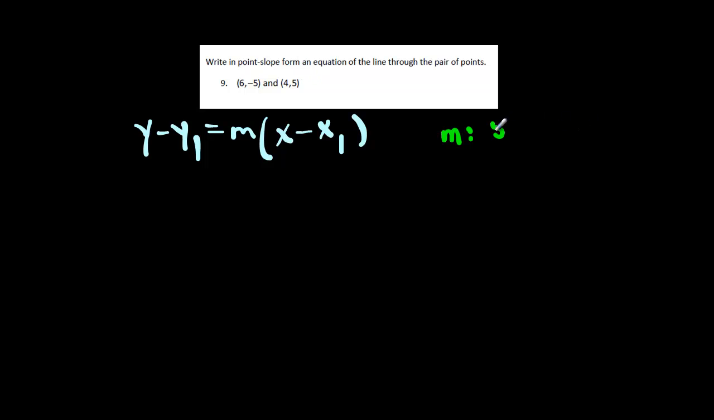All right, number 9. Point slope. So let's just write that out. y minus y1 equals m times x minus x1. Let's find out the slope because they're giving us the 2 points. y2 minus y1, which is 5 minus negative 5, over x2 minus x1. So 5 minus negative 5 is 10. 4 minus 6 is negative 2. So the slope is negative 5. So I'm going to plug that in here.